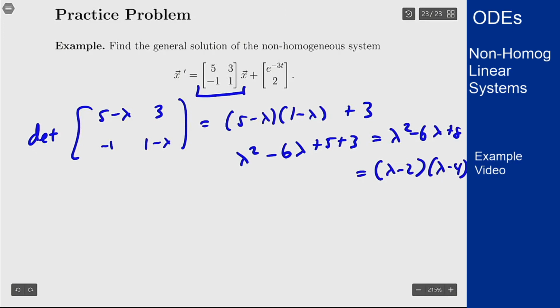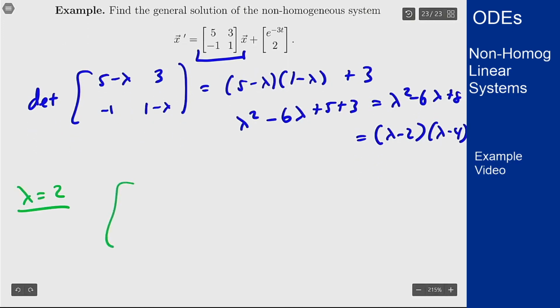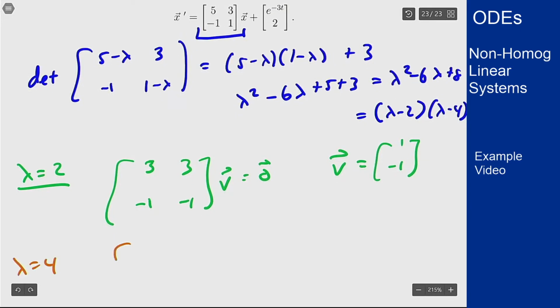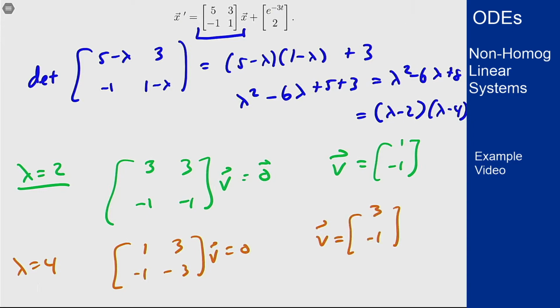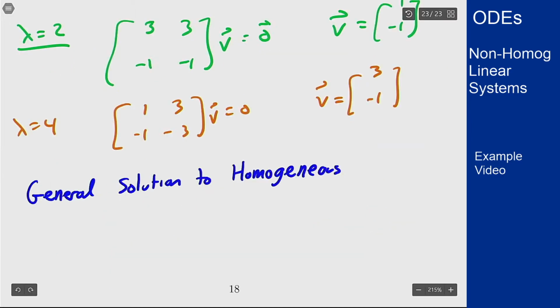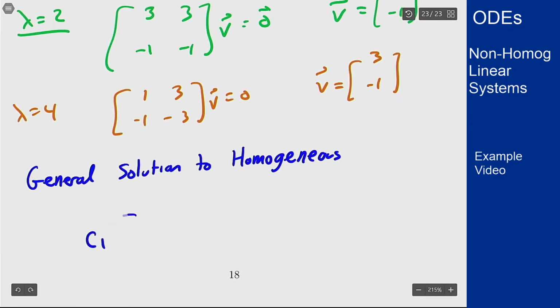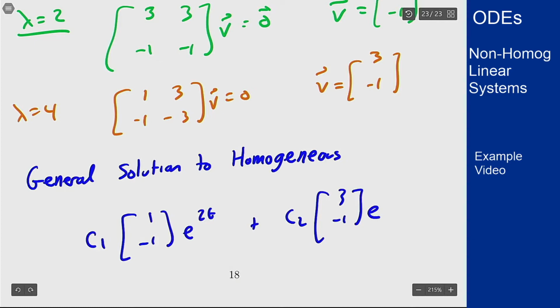So for lambda equals 2, the matrix becomes [[3, 3], [-1, -1]]. So an eigenvector is (1, -1). For lambda equals 4, it becomes [[1, 3], [-1, -3]]. So an eigenvector here is (3, -1). So therefore, we can write the general solution of the homogeneous equation as C1 (1, -1) e to the 2t plus C2 (3, -1) e to the 4t.